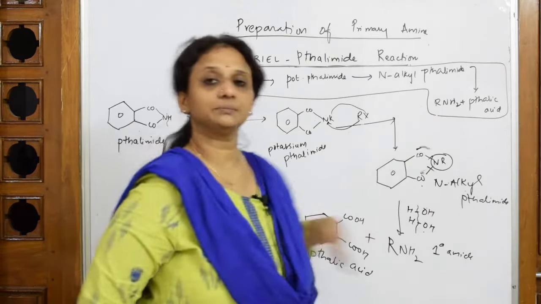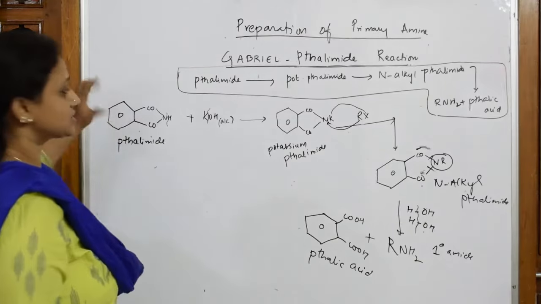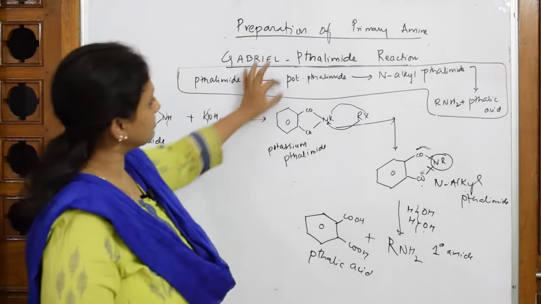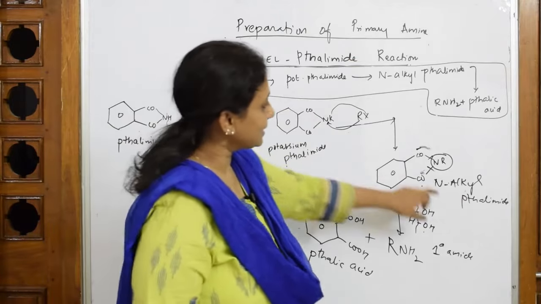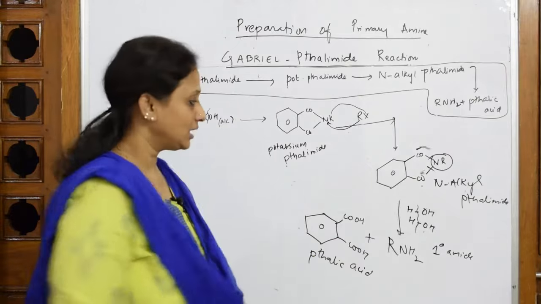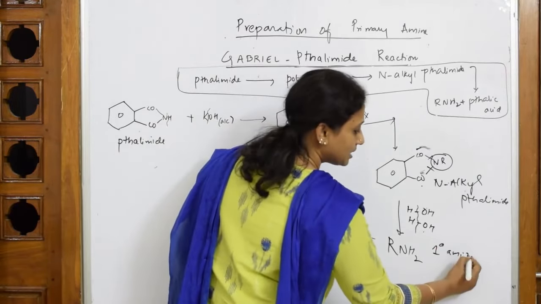So just see. Let us compare. Phthalimide, first compound, yes. Alcoholic KOH, yes. Potassium phthalimide, done. N-alkyl phthalimide, done. Further hydrolysis, phthalic acid and primary amine. Primary amide, no. This is primary amine prepared.